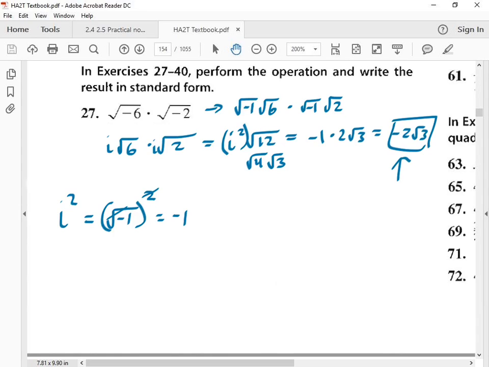Alright, I asked the question before, I'll ask it again. Is this an A or is it a B? A. Standard form is a plus bi. b is next to an i. a is your real number. Is this an i? No. No, so it is an a.